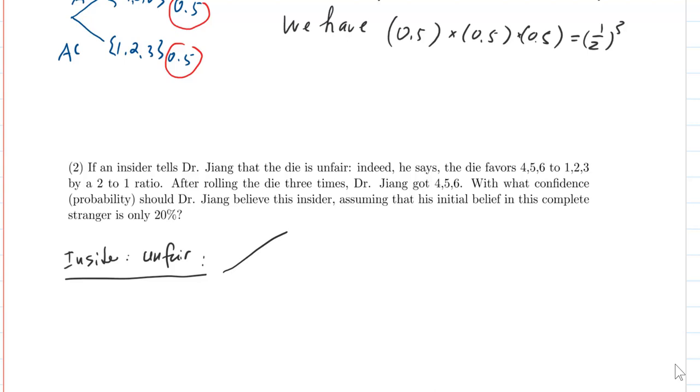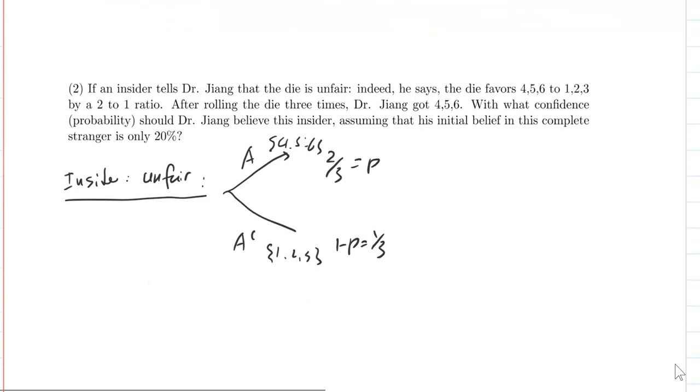If you look at event A, that's 4, 5, 6, and he was saying that this is 2/3. Okay, the probability, that's P. And the complement, that's 1, 2, 3, and that's 1 minus P, which is 1/3. So that's the situation if the die is unfair. Now, after rolling the die 3 times, Dr. Jiang got 4, 5, 6.